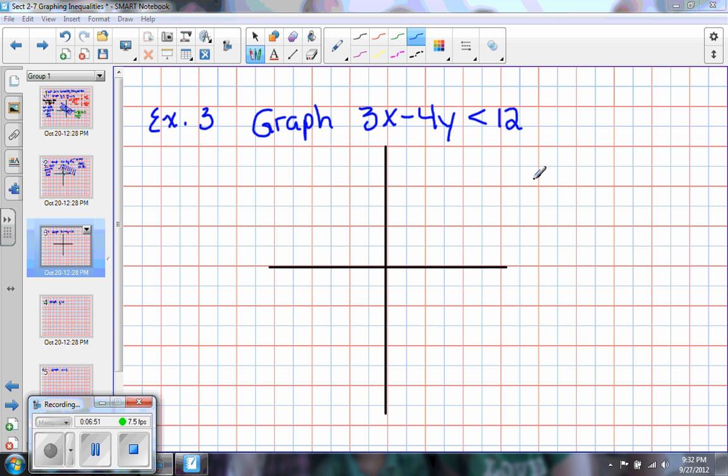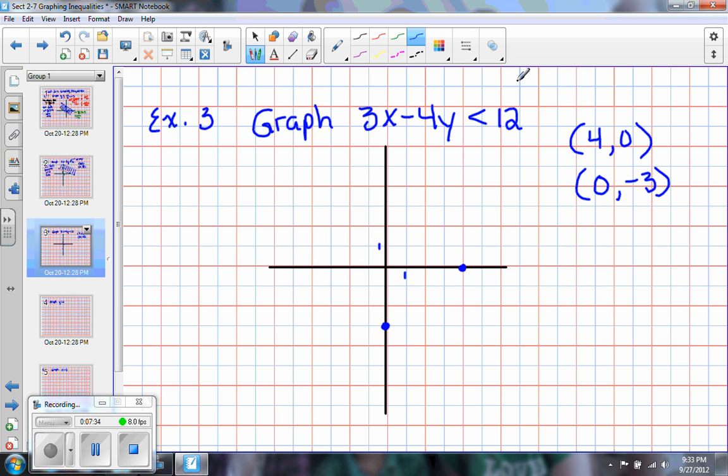In this example, again, I can use the x and y intercepts to graph this. So the x-intercept, if I let y equal 0, I get 3x equals 12, so x is 4, so 4, 0. And the y-intercept, I'm going to end up with negative 3. So we have 0, negative 3. Remember how I'm doing that. I'm letting x equal 0. So then I get negative 4y equals 12. So I divide by negative 4. So it's really easy to do in your head if it's in standard form, which this is. So I'm going to have 4, 0 and 0, negative 3.